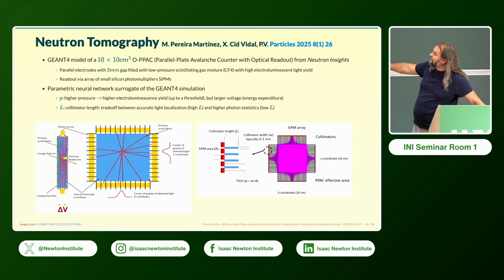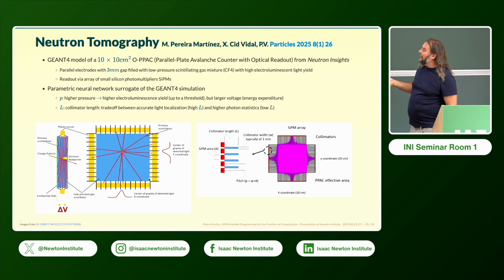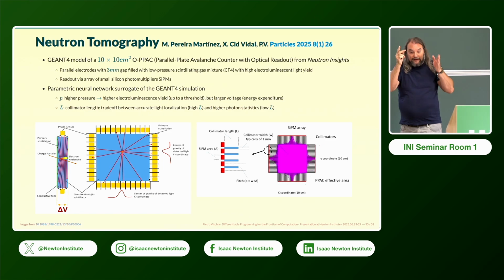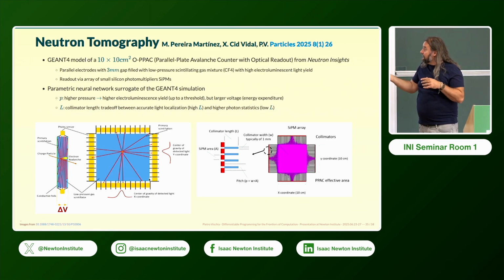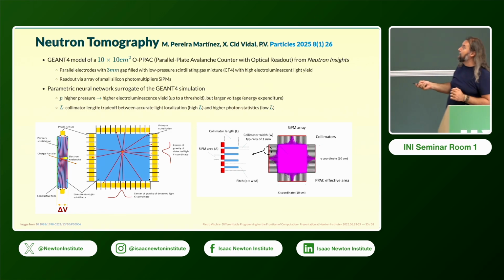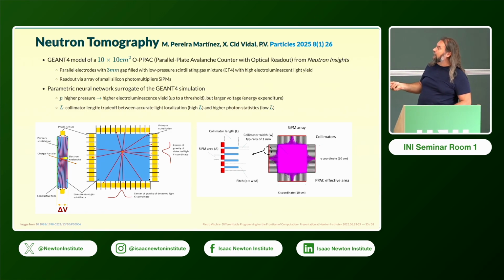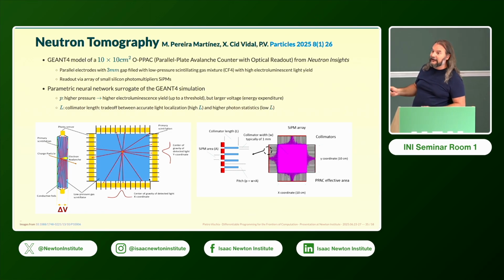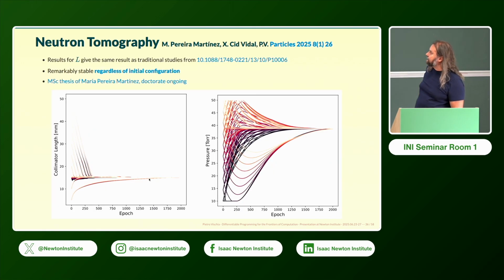The pressure of the gas, which gives you more photons, but you have to spend more energy to keep it. And then you have the collimators, walls that tell each individual element that they have to look at a smaller portion of the solid angle. And this tells you that you localize the light better at the price of statistics, or the amount of light that you get. And so you can optimize and have a trade-off between these two parameters.